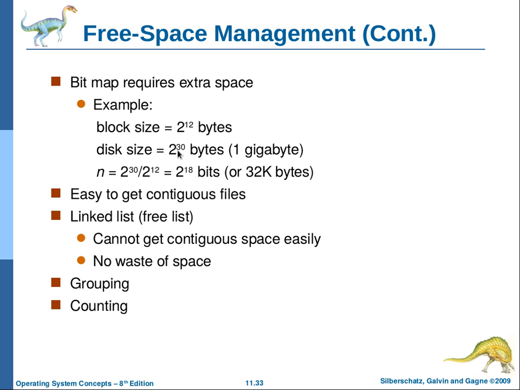The block size, let's say 2 to the 12th, the disk is 2 to the 30th, that's a gigabyte. You divide the 2 out, you only need 32 kilobytes of disk space to store the bit vector for a 1 gigabyte machine. It's actually pretty good. Easy to get contiguous files. Just find out how many zeros in a row you have available.